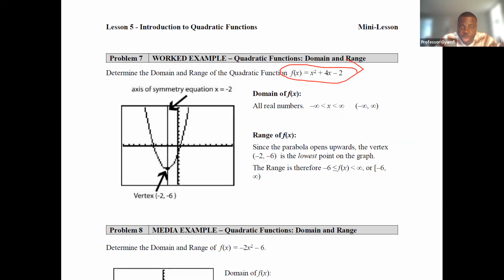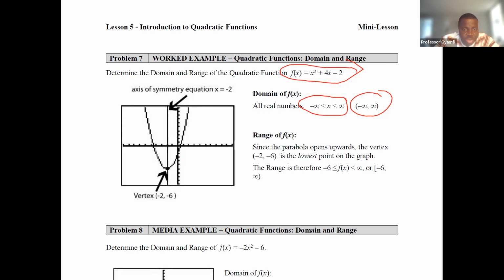Now, for the domain, if you remember when we started, we said the domain is all real numbers. That is negative infinity to positive infinity. Now I have an inequality notation and an interval notation. Any of them is fine, or you just write all real numbers. Again, why is it all real numbers? Look at this graph. The x keeps on going, right? It's going to keep going like that, kind of like it's going to heaven, right? It's going up, up, up. So it's going to what? Negative infinity, positive infinity.